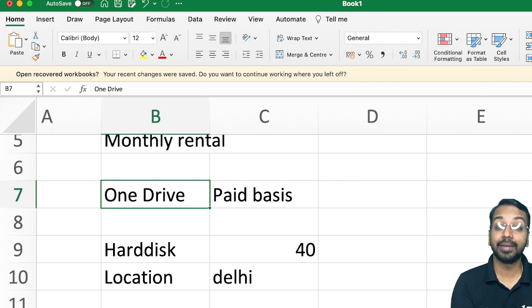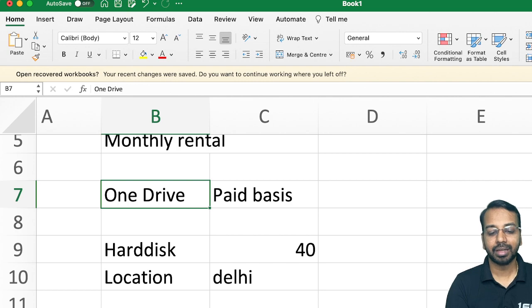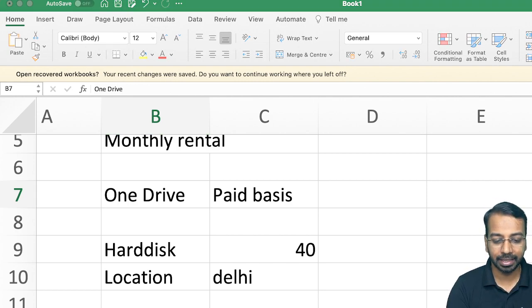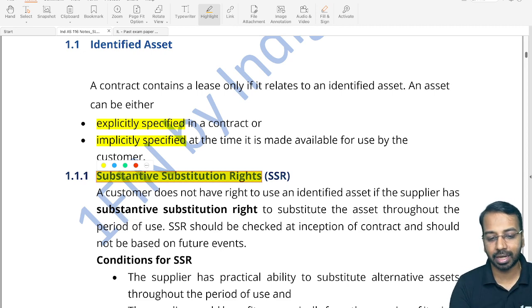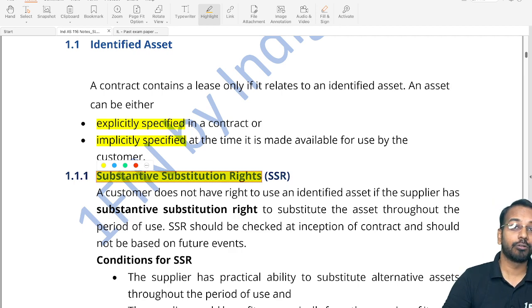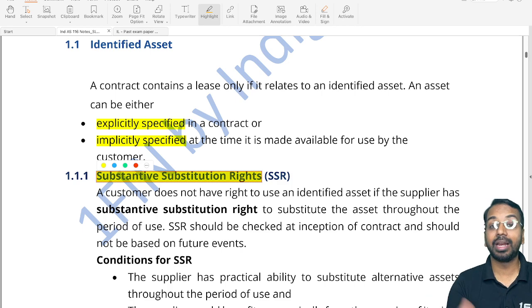That kind of right, if the vendor has, then the asset is not identified. We say that the vendor has SSR and the asset is not identified, and whenever the asset is not identified, you cannot consider it to be a part of your lease contract. You will not do lease accounting. So then what will we do? The lessor will follow guidance under Ind AS 115, and the lessee, the customer, will account for it as a normal expense.